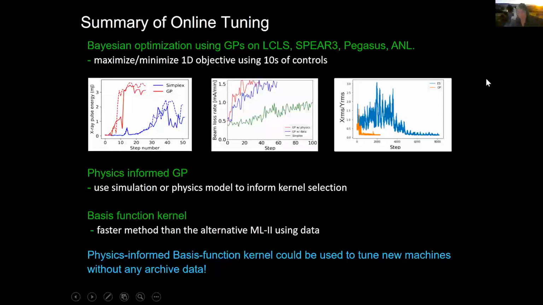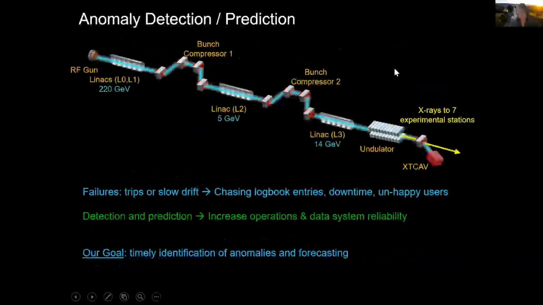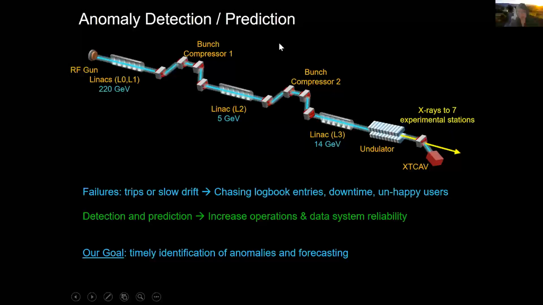Yeah, thanks for the question, Ron. Okay, so let's see. Anomaly detection, why do we need this? So there are failures on the accelerators, there are trips or slow drifts, and in order to find those, the operators need to chase logbook entries. This results in downtime and unhappy users.